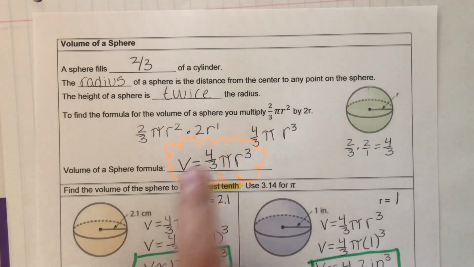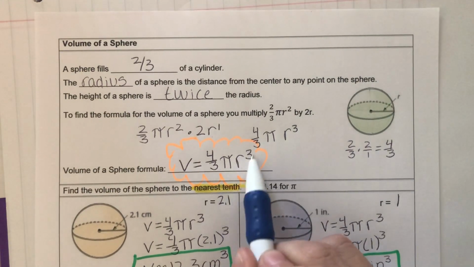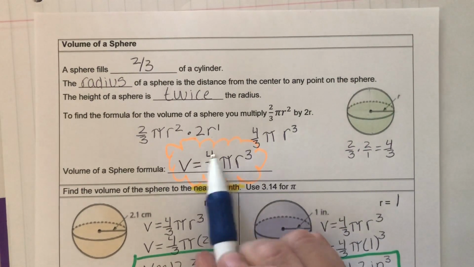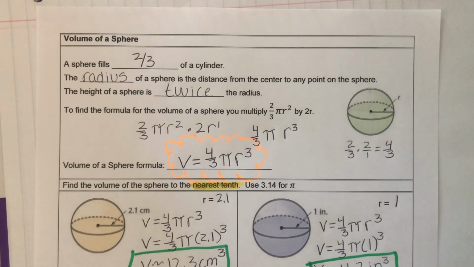Okay, so here, really important, guys, volume is 4/3 pi times r cubed. So 4/3 is the fraction, and when we're finding the volume of a sphere, it is cubed, not squared. Be careful of that. Don't make any of those silly little mistakes.